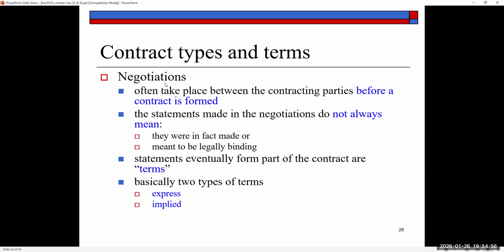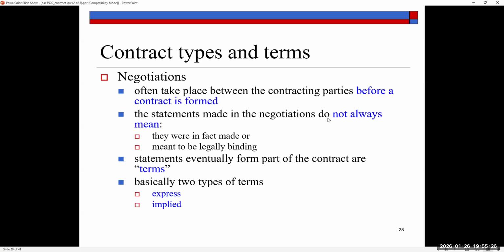Negotiations. Is this common? It's very common before contract formation, right? Before a contract is formally formed, usually there are negotiations between the buyer and seller, the contractor and the employer. Often takes place between the parties before a contract is formed.